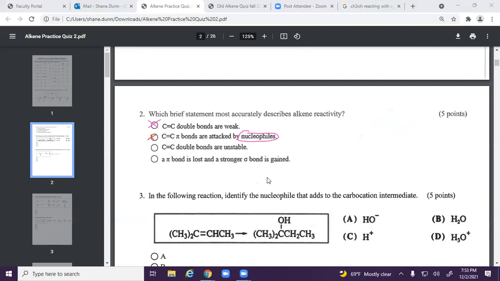Double bonds are stable or unstable? They're stable, right? What's the most stable structure in all chemistry? The benzene ring. It's composed of only double bonds, correct? The most stable structure. So the other ones are extremely stable.